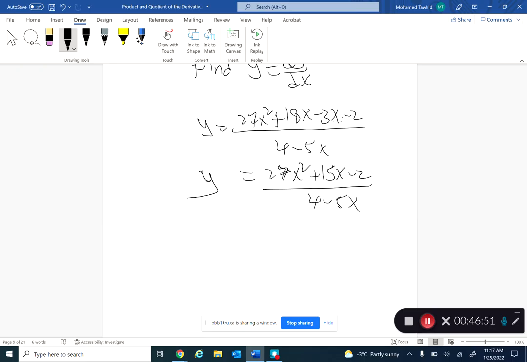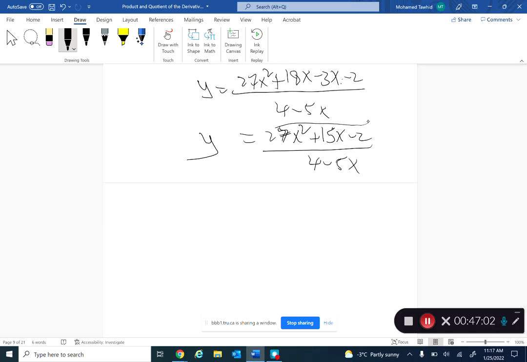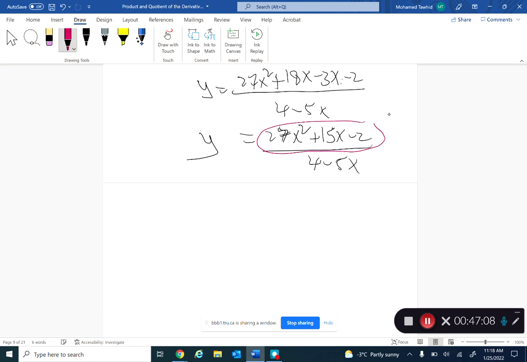I heard the word divided by only, which means quotient rule. So no product rule now after this step. So now which one is f? You take whatever I have on top, that is your f. Maybe I use different colors. So this one here, that is your f.